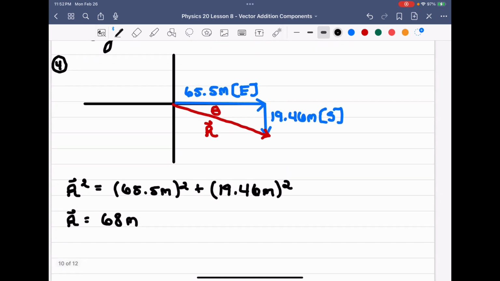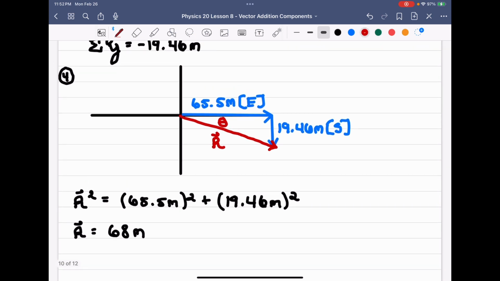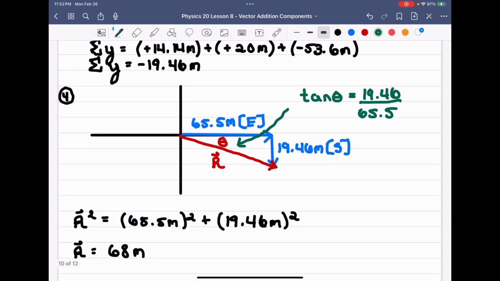Now, using our triangle, I'm going to go up here and solve for the angle with you. So in order to get this angle that's on the interior here, I'm just going to point to it with a green arrow and say that we're going to use the tangent ratio. Tan theta is equal to the opposite, which is 19.46, divided by the adjacent, which is 65.5. Now, if I use the inverse of tan to solve for this, it's going to be the following.